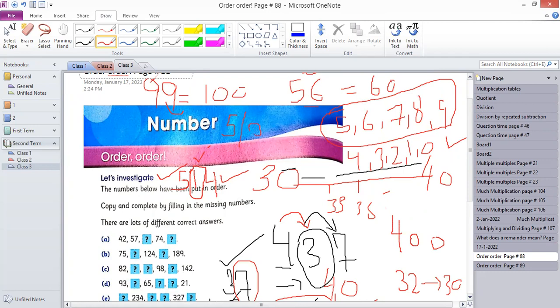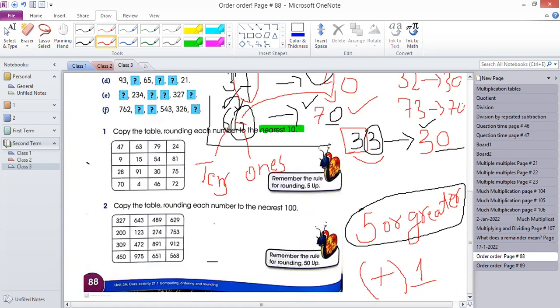But sir, if you have a number, let's suppose it is 500 and... Sir, make one number for me and I will answer. Look, 572. Now, when you round off 572 to the nearest 10, what will be the answer?